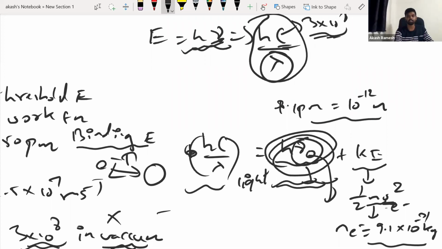Okay, so half mv squared you have to calculate. Then this you have to calculate. Then you have to find this entire term, h nu naught. Right? I mean, this is the threshold energy. This is what is asked in the question.